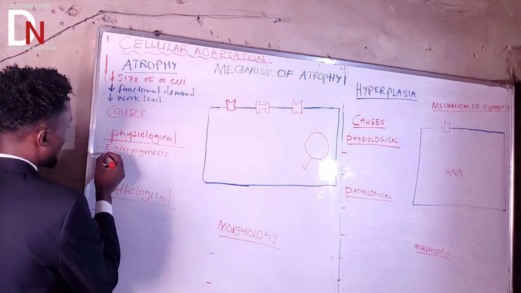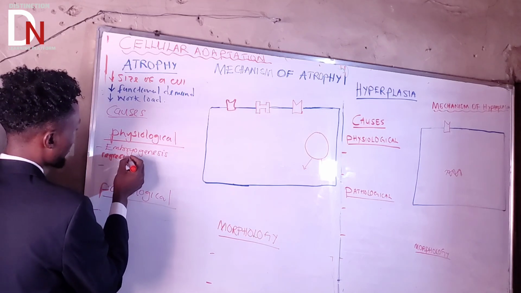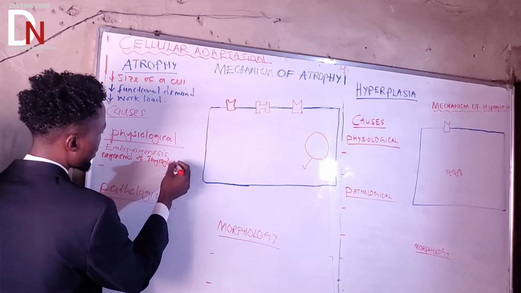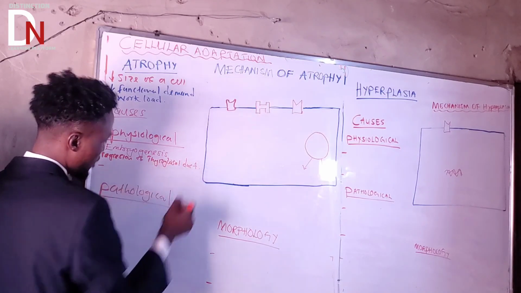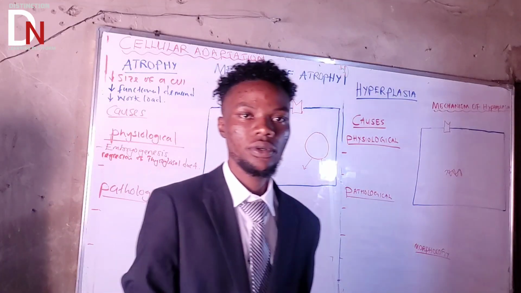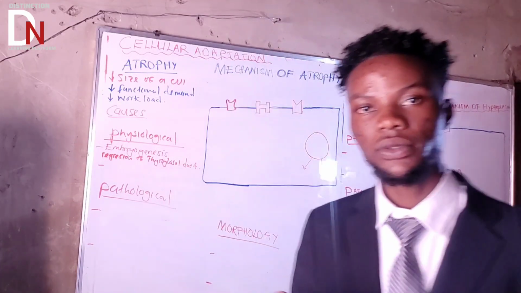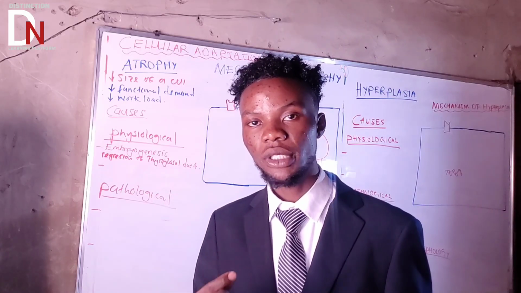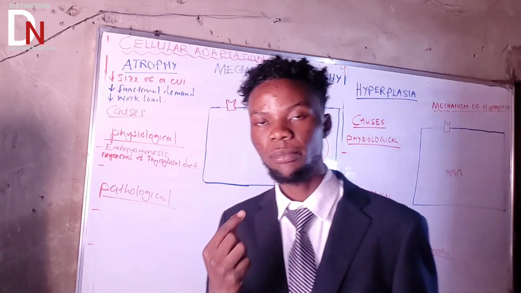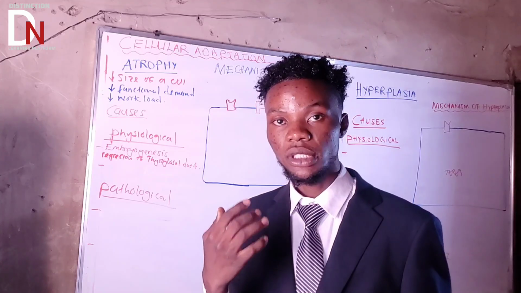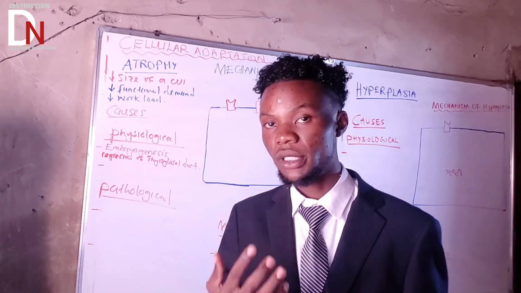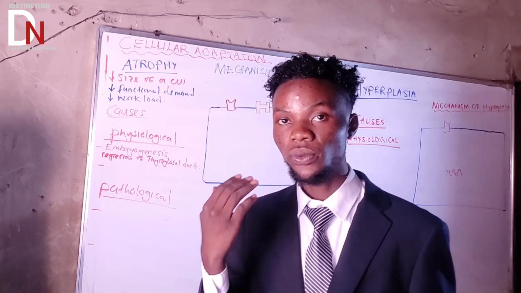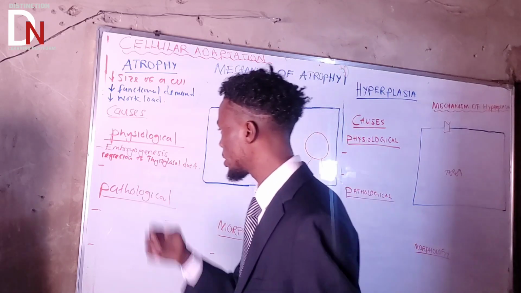So that's a physiological cause of atrophy. It means that for the thyroglossal duct to regress, it has to undergo atrophy. Because if it was left persistent, it can cause developmental defects, like fistulas. So that's why it's a normal physiological process. It starts to regress. Okay, what about the other cause?